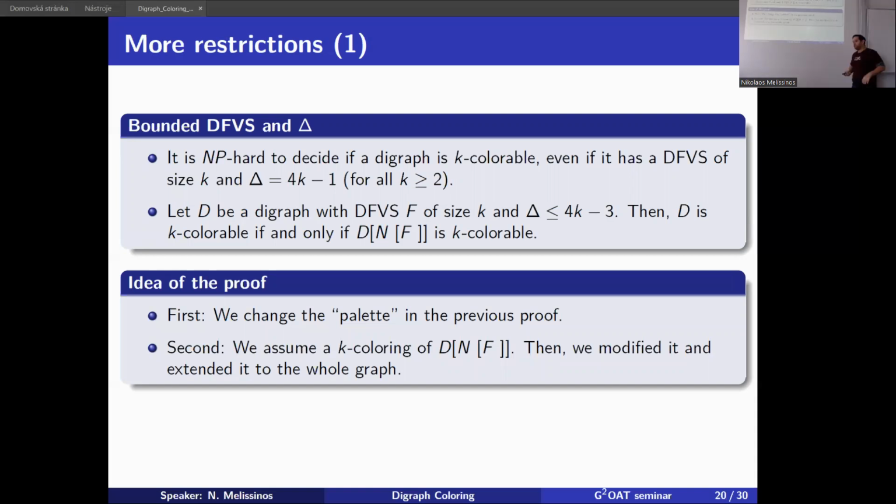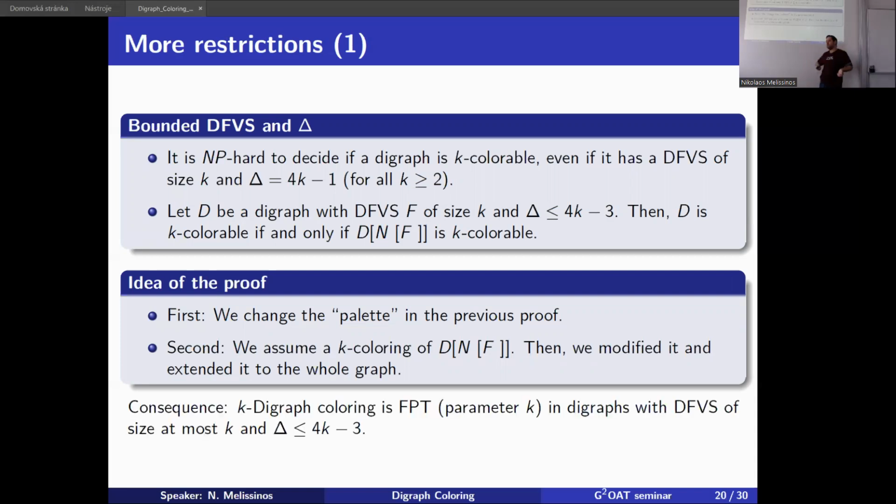That's basically what I'm saying here about the palette and the extension. Okay, so with bounded degree, we cannot do too many things, and bounded feedback vertex set. So we decided to consider... also the second gives us a consequence that in those graphs, k-digraph coloring is FPT parameterized by k, when you have both a directed feedback vertex set of size k and maximum degree 4k minus 3.